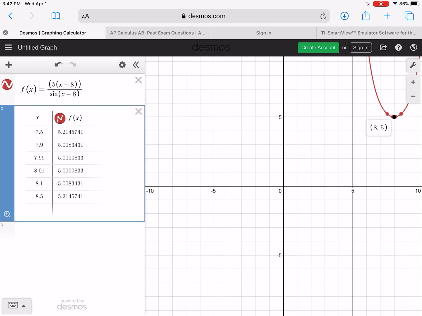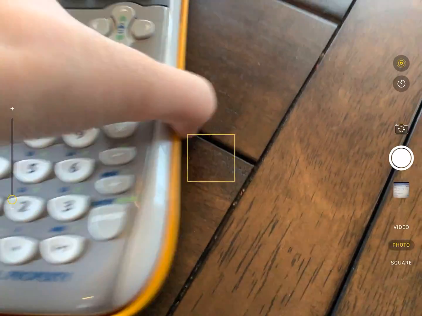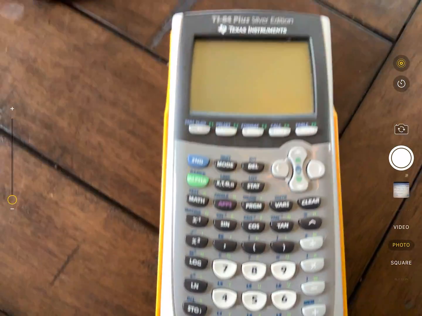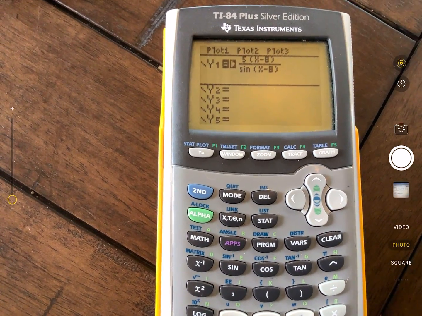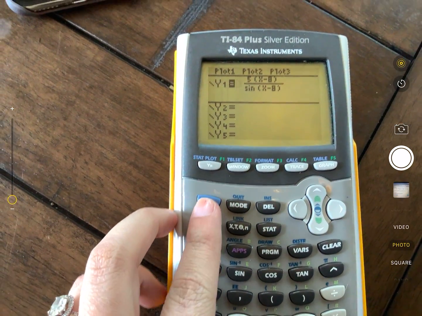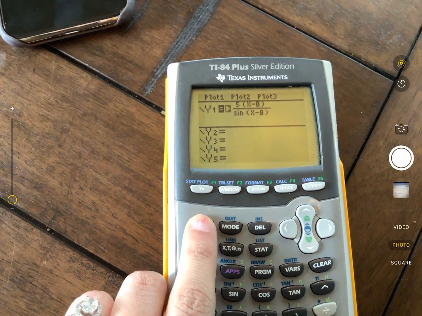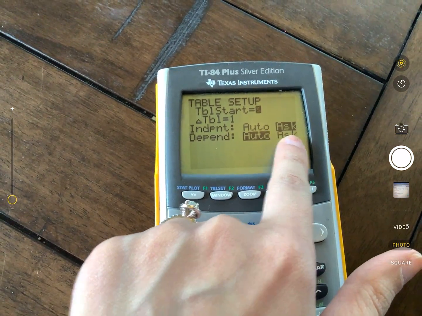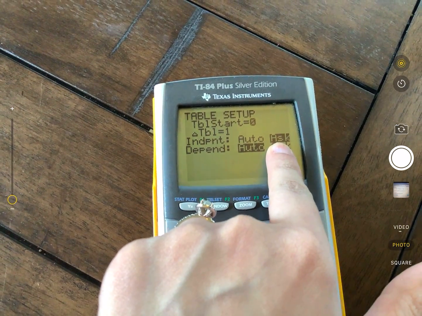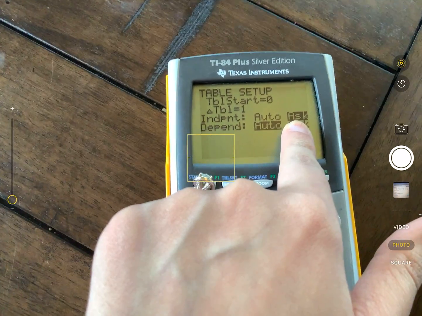Okay, now if you want to use an 84 instead, I'm going to get a little bit low tech on you here. I apologize. It's the best I could come up with. So you are going to first go to your y equals and put your function in, and I've done that already. Okay, then you're going to want to set your table. So you're going to go second window. See where it says table set there? Okay, and now make sure that the independent variable is set to ask. Otherwise, it's going to just automatically populate that table very similar to what Desmos just did for us.